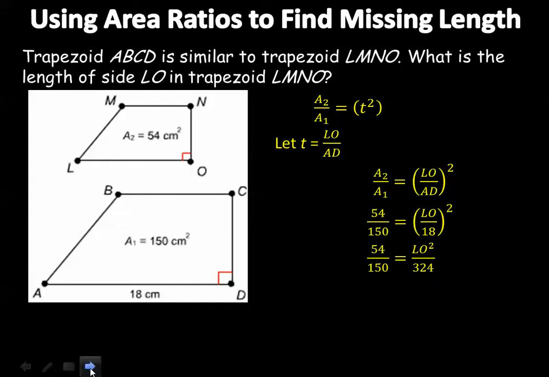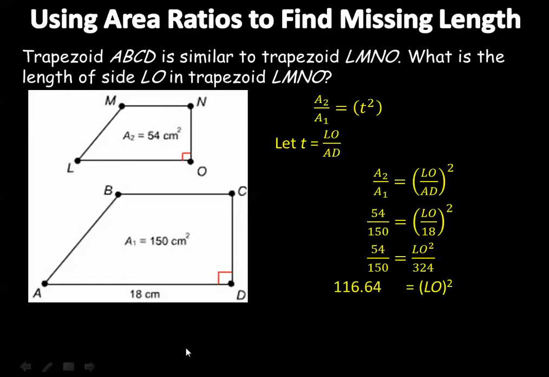When we calculate the square of LO and 18, we get LO squared over 324. See how the 2 is outside the parentheses? Whenever it's outside, you're going to have to square the numerator and square the denominator, and that's what we've done in this last step.